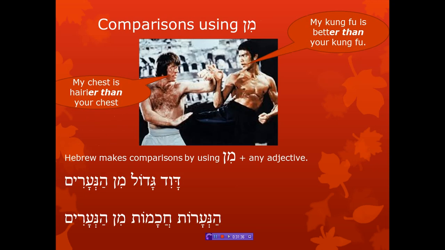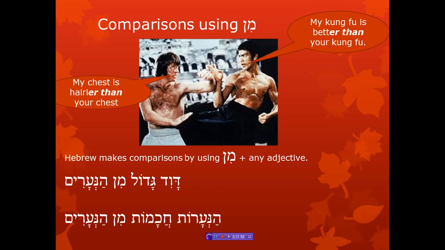Okay, comparisons using min. Well, let's look at our Bruce Lee and Chuck Norris example here to show how we do comparisons in English. What does Chuck Norris say? My chest is hairier than your chest. And then Bruce Lee says, Kung Fu, my Kung Fu is better than your Kung Fu. This is from Enter the Dragon.